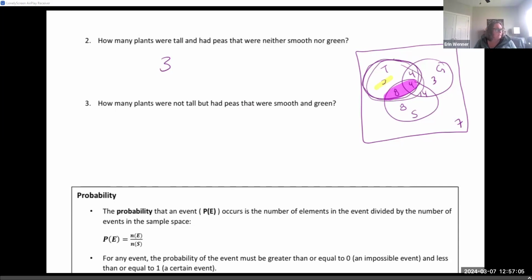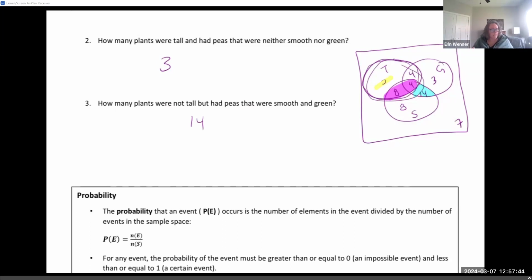And then finally, number 3 says, how many plants were not tall, but had peas that were smooth and green? So they can't be tall. So that excludes the whole circle of tall, okay? And then it says, but they were smooth and green. So smooth and green overlap at the 4 and the 14, right? But they're not allowed to be tall. So that's only this region here. Those are the only ones that are smooth and green, but not tall, okay? And so that's where we have the 14.